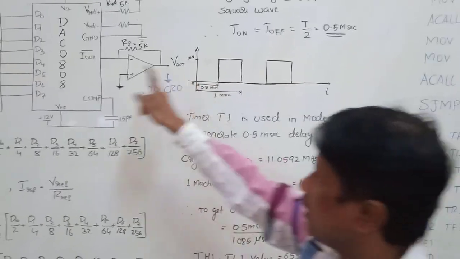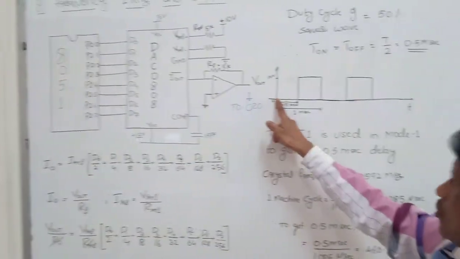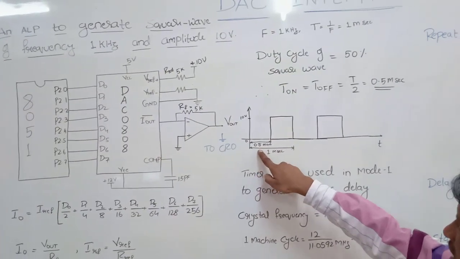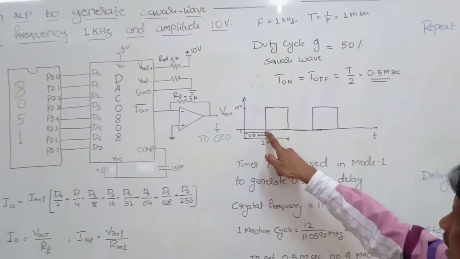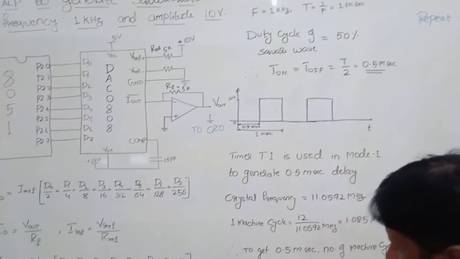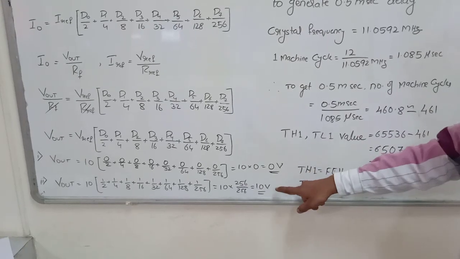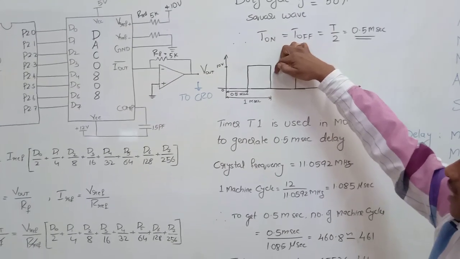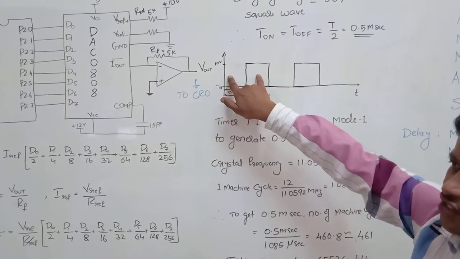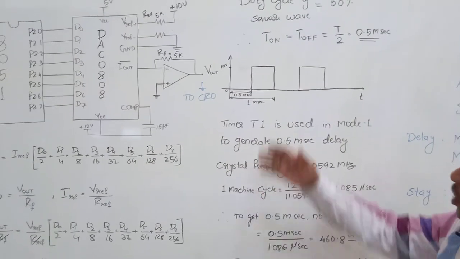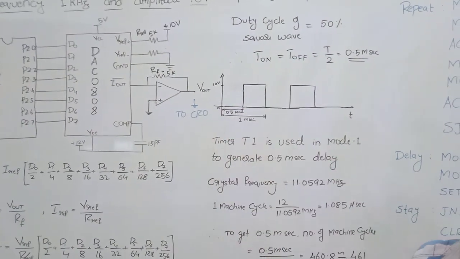First I should send the digital value 0 from here, and then call a delay of 0.5 millisecond. After 0.5 milliseconds, I should send the digital value FF. The moment I give FF, I am going to get 10 volts. Once I get 10 volts here, I want to give a delay of 0.5 millisecond, so that one square wave gets generated, and this I want to repeat a number of times. So therefore this program I want to repeat.